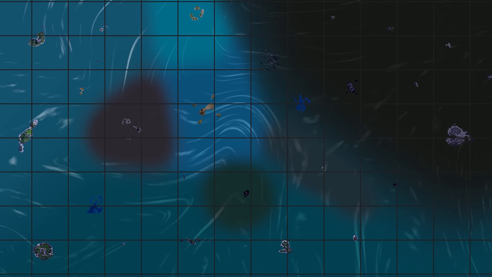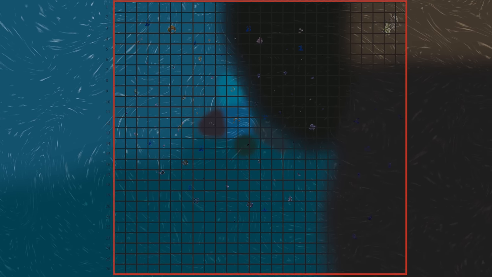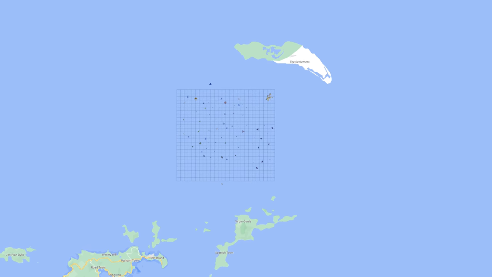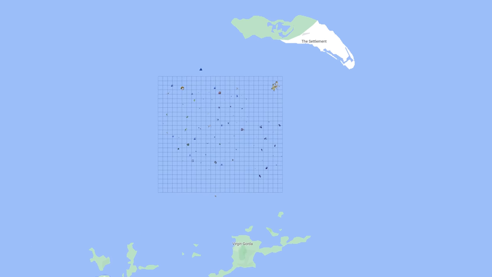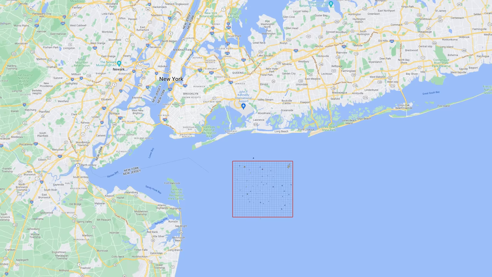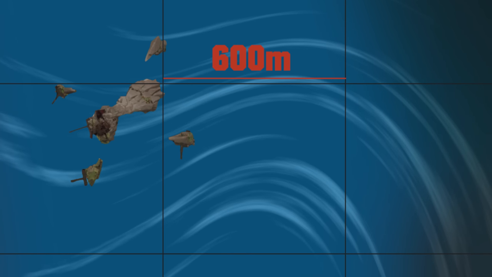Some people have suggested that the Sea of Thieves is the Bermuda Triangle, but if you look at the shape of the map, you'll notice that it's a fucking square. Also, it's not even inside the Bermuda Triangle, look. Since you don't get much of a sense of scale with the Sea of Thieves in this area, here it is in the Irish Sea, and again off the coast of New York City. The map's grid measures 15.6 kilometers across, with each square on the map being 600 by 600 meters.